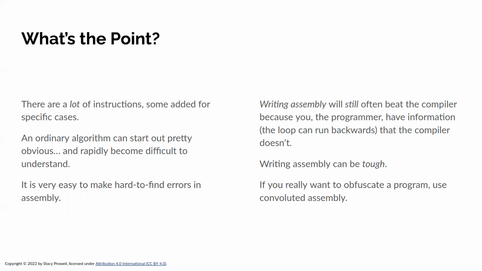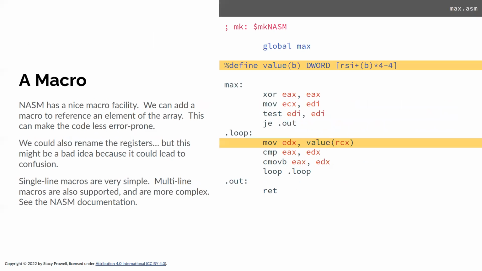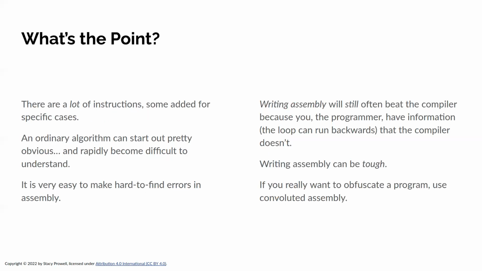And to show you that an ordinary algorithm that we started out and we coded in a very straightforward way can end up looking like this. And I don't think that's necessarily obvious. It may seem obvious now if you've followed this really closely. If you've gotten lost along the way, then that's what it looks like. It looks weird. It can start out pretty obvious and then rapidly become difficult to understand.